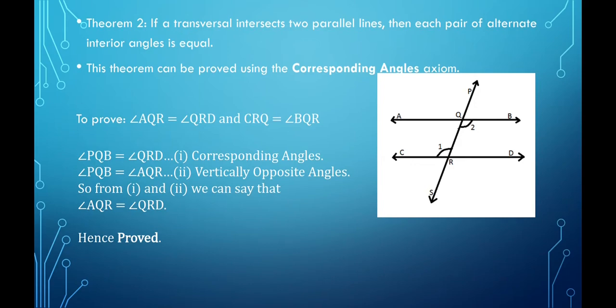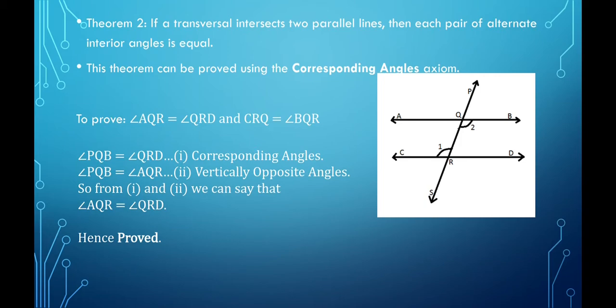Then comes your theorem 2. What is that? If a transversal intersects two parallel lines, then the alternate interior angles formed are equal in measure. So in this figure, AB and CD are the parallel lines, PS is the transversal, angle 1 and angle 2 are the alternate interior angle pairs. Another pair is also there, an acute angle pair, you can name that 3, 4 also. So 1 and 2 is given, we have to show that angle 1 is equal to angle 2.